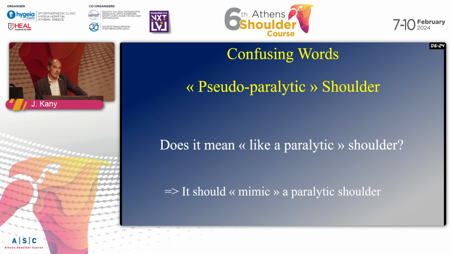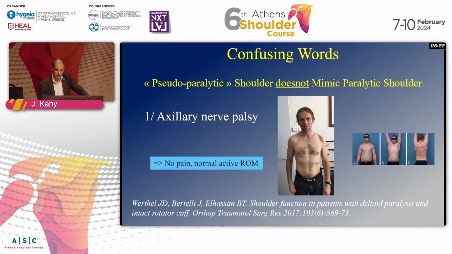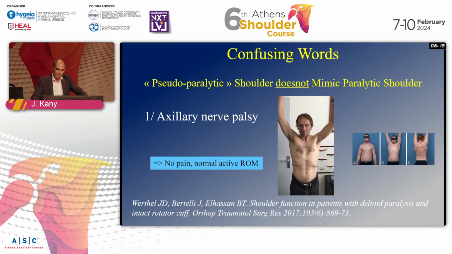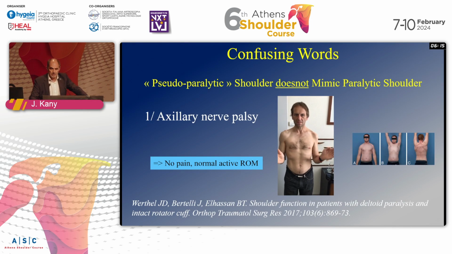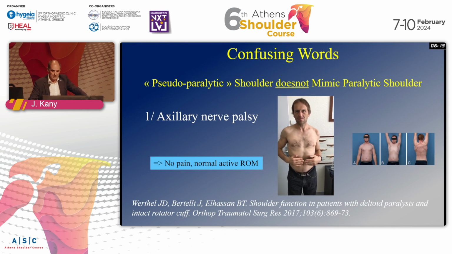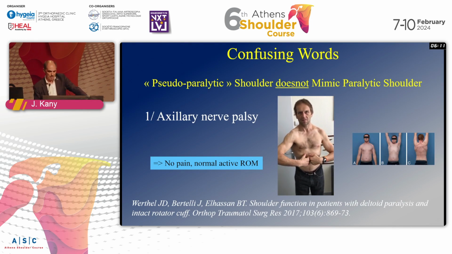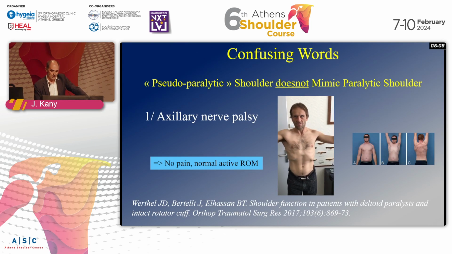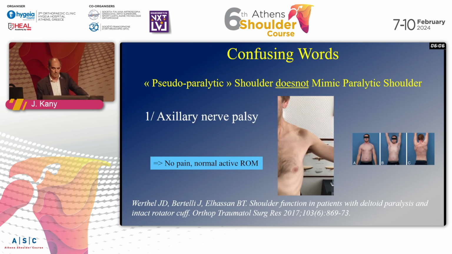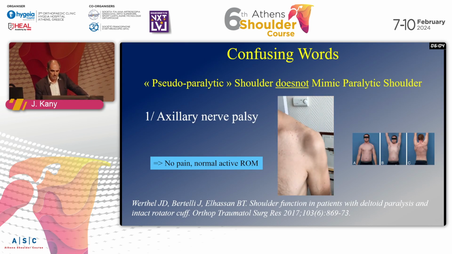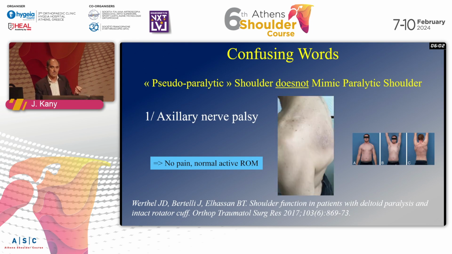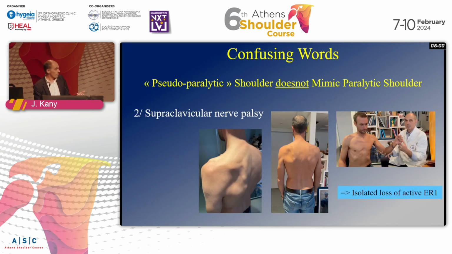So what is a paralytic shoulder? Okay, let's go through all the nerves you can find around the shoulder. This is the axillary nerve palsy. You can see that range of motion is strictly normal. This is the publication of Bassem and Jean-David Werthel. And you can see that you have no deltoid with no axillary nerve, yet you can have normal range of motion. So this does not mimic a pseudoparalytic shoulder. This is another one.